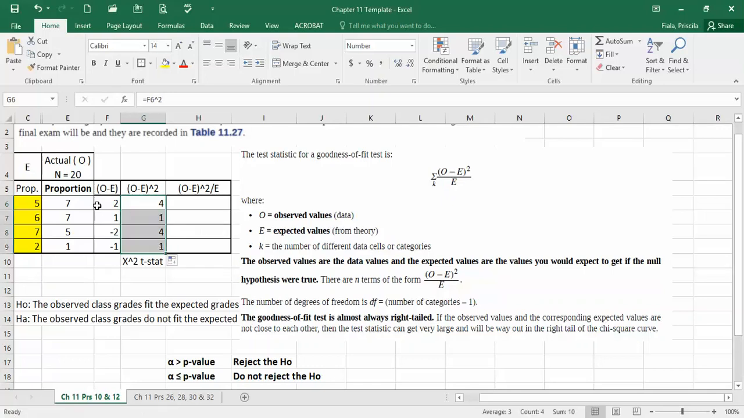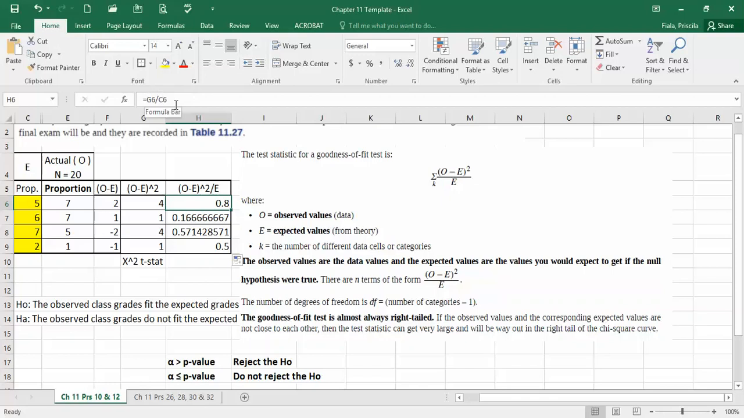Here you go. So 2 times 2, 1 times 1, minus 2 times minus 2. You know, the minus times minus is a plus. 2 times 2 is 4. Minus times minus, it's a plus. Then 1 times 1. Okay, so now we have this top portion right here. And now we want to do this top portion divided by the expected value. So we're going to do equals the top portion divided by my expected value right here. Okay, then just drag it down.